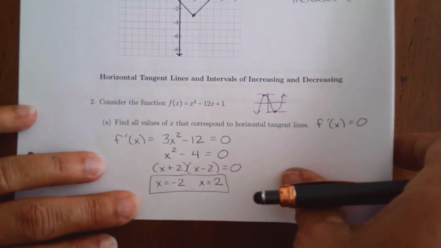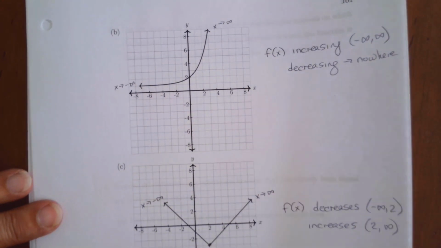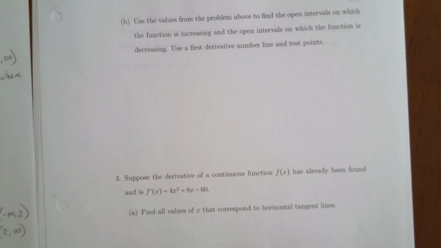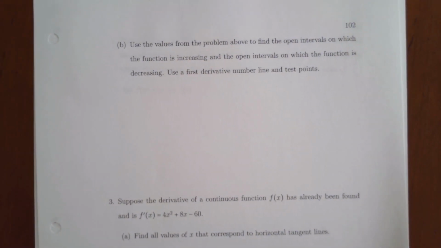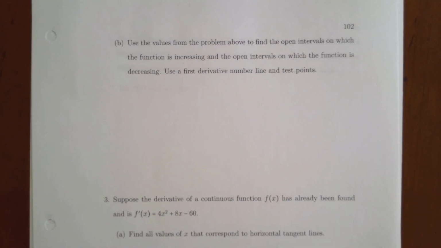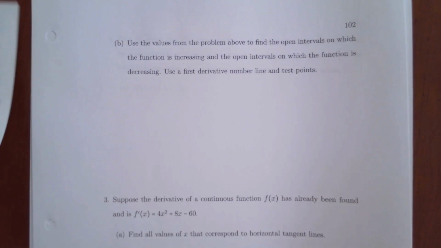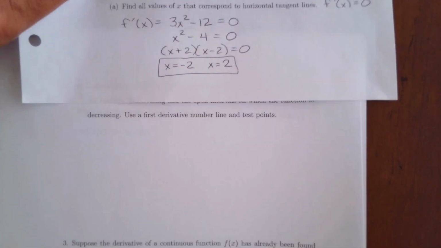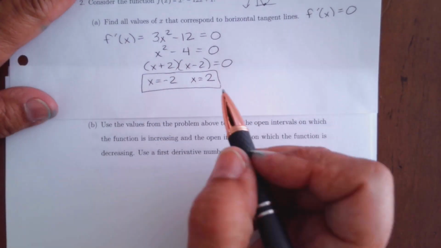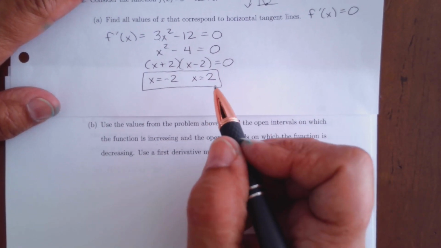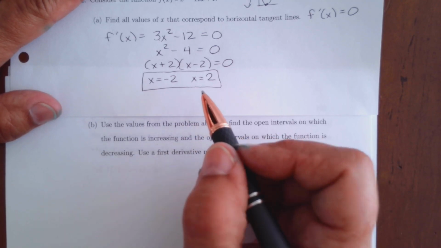Okay, all right. So now part B says use the values from the problem above, so in part A, and find the intervals where your function is increasing and decreasing. So it says use this first derivative number line and test points. Okay, so let's remember from part A, we found that negative 2 and 2 were where the derivative was 0, horizontal tangent lines.